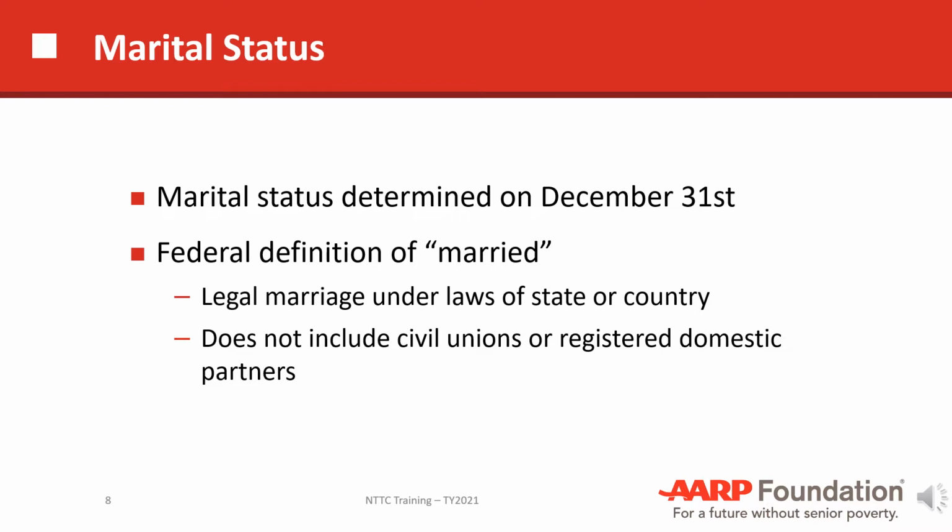The federal definition of married is what we're looking for. So when we're trying to determine if somebody's marital status is married, it's really the federal definition. And that is the legal marriage under the laws of the state or country in which they got married in the first place. So if they got married under that state or that country's laws that indicate that they are legally wed, then that's what we use for tax purposes. It does not, however, include civil unions or registered domestic partnerships.